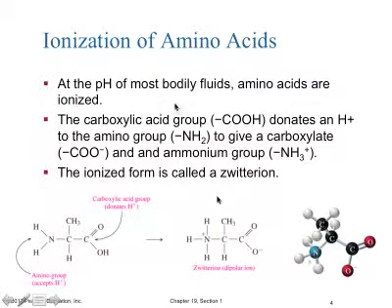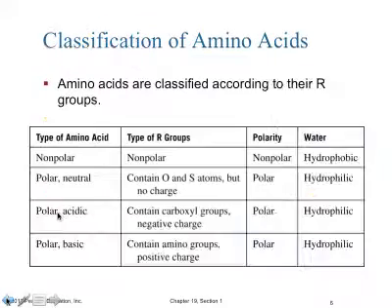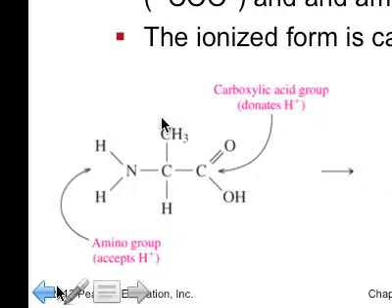So at the pH of most bodily fluids, amino acids are ionized. What this means is that this hydrogen right here is taken off and then put on the carboxylic acid group and put on the amine group. So now you've lost an H plus, so now it has the negative charge on the carboxylic acid group, and this nitrogen with 4 bonds to it has a positive charge. You just put an H plus on it.